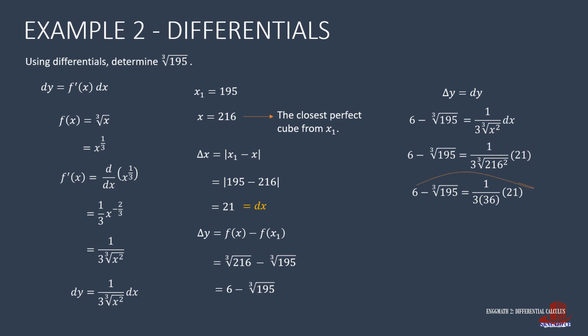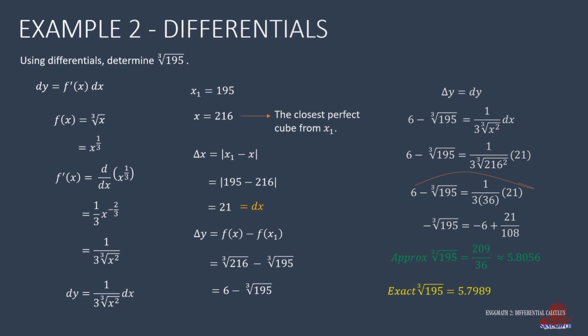Transpose 6 to the opposite side to get negative cube root of 195 as equal to negative 6 plus 21 over 108, giving the approximate cube root of 195 as 209 over 36, which is 5.8056. As computed earlier, the exact cube root of 195 is 5.7989.